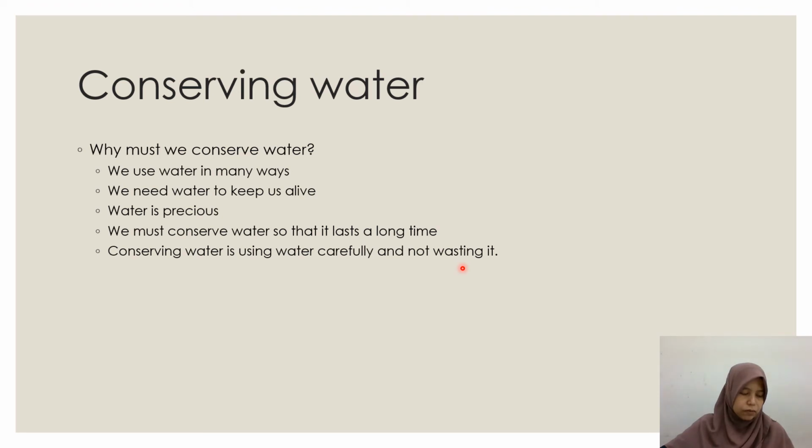If you look at page 46 in your textbook, you can see water becomes dirty when we throw litter and waste into it. And what happens if the water is dirty? All the living things that live in the water will die, and we could not get clean water anymore.